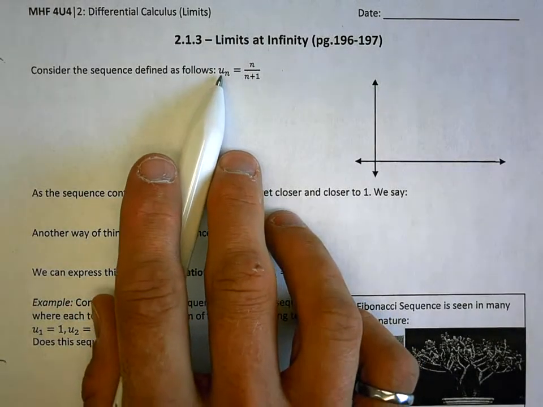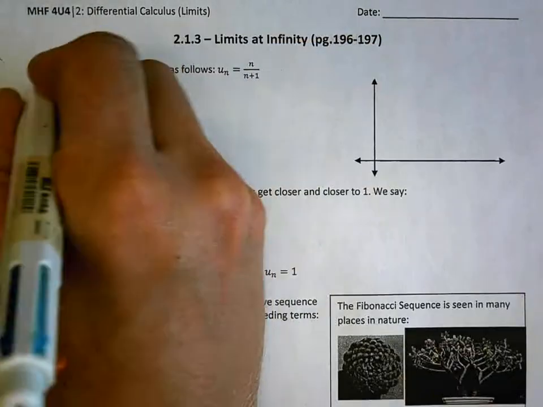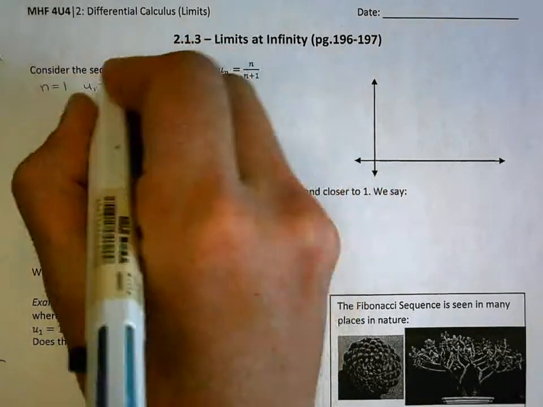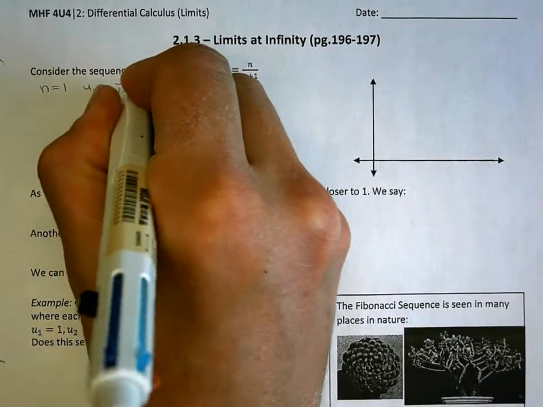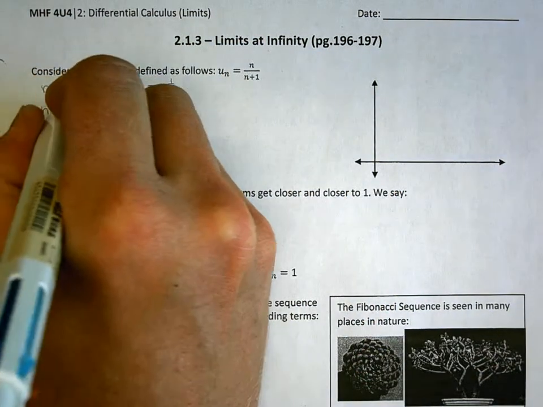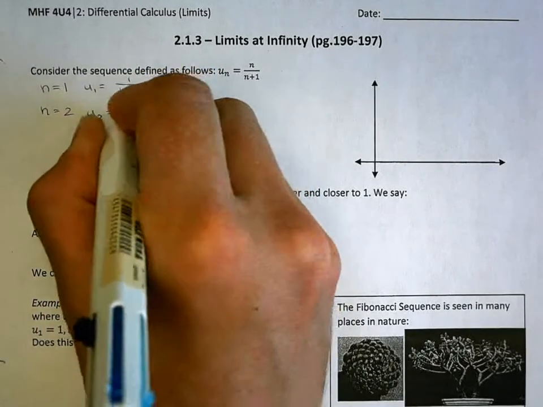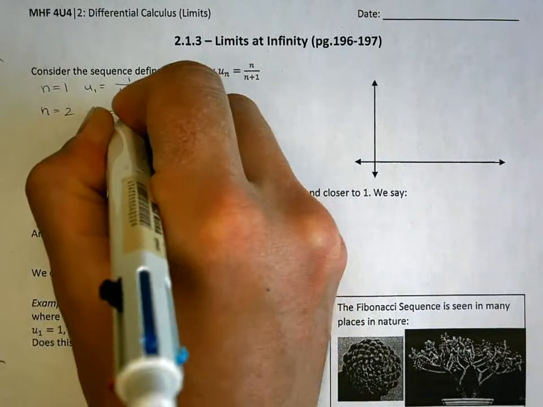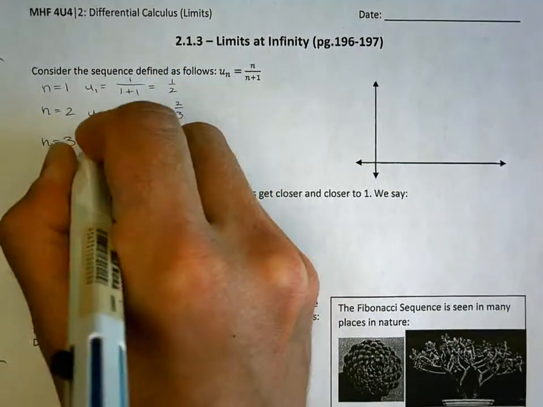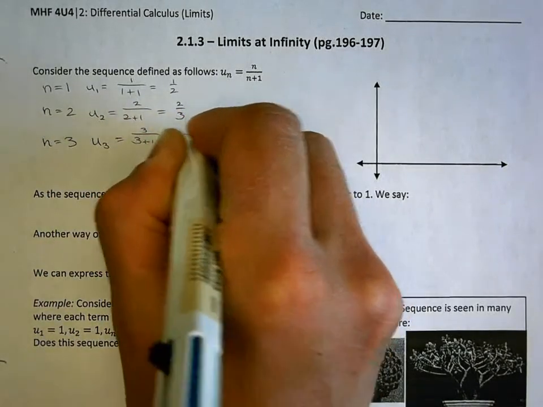First, consider a sequence defined like this. A sequence u sub n, and then we sub in different values of n. Let's start with n equals 1. That would mean u sub 1 is 1 over 1 plus 1, which gives me half. N equals 2, well, that would be u sub 2, which is 2 over 2 plus 1, which gives me 2/3. N equals 3, u sub 3 is equal to 3 over 3 plus 1, which gives me 3/4.